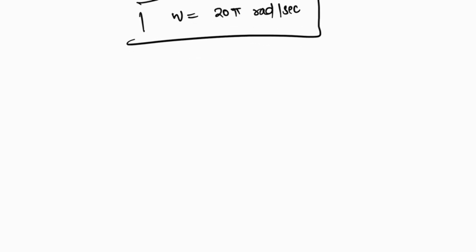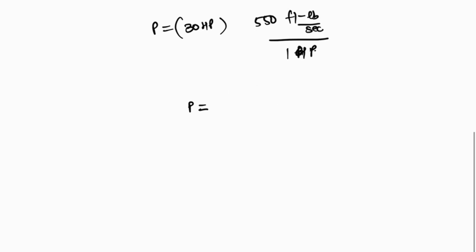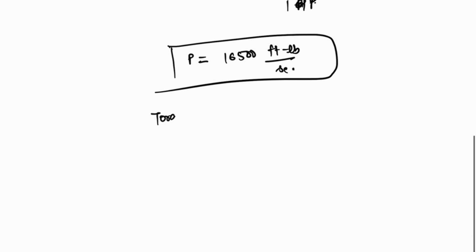Now from here we can say that P is given as 30 horsepower, which is further multiplied by 550 feet-lb per second divided by 1 horsepower. So solving this term we get the value of P equal to 16500 feet-lb per second. So this is the value of P from here. Now from here we have to find out the torque.